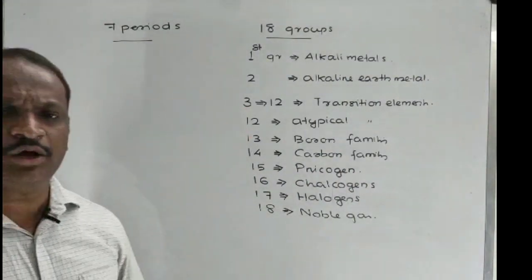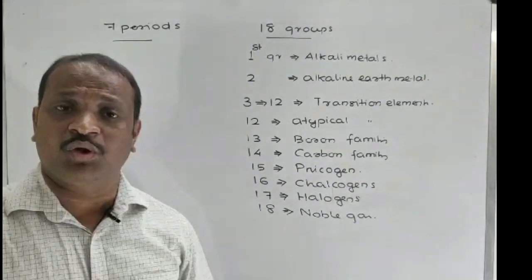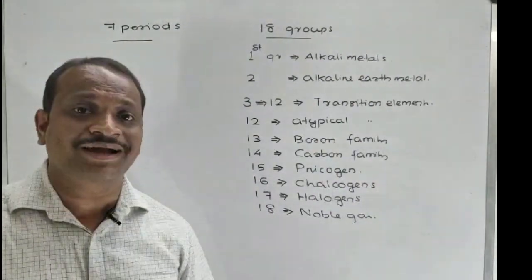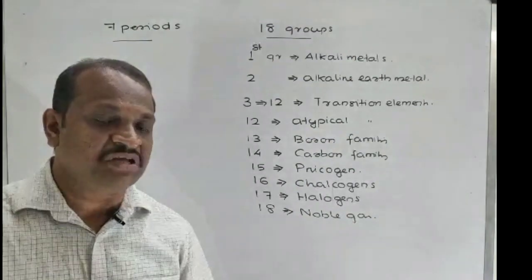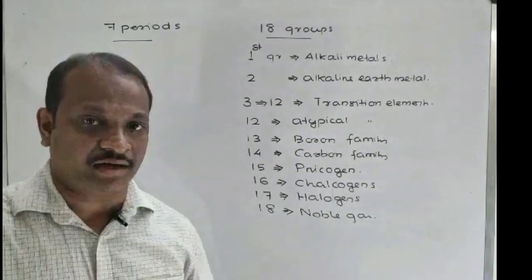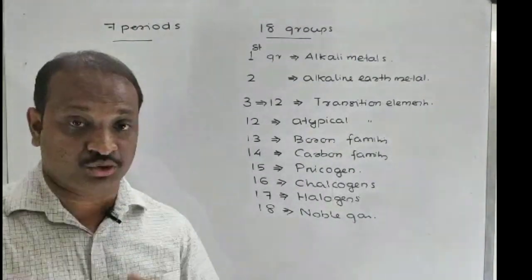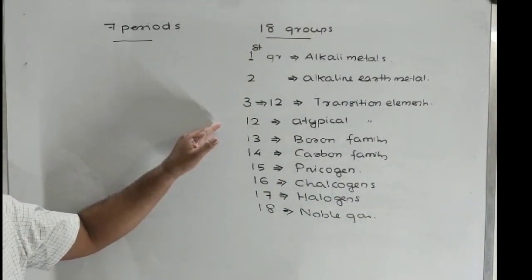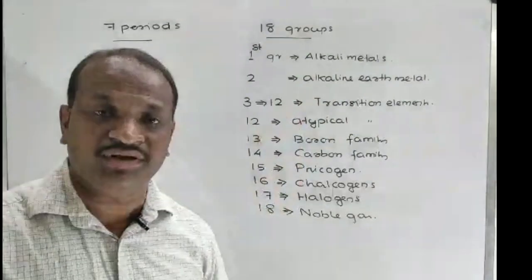Now groups 3 to 12 are called transition elements. You know why they are called transition elements? Because the elements' properties gradually undergo a transition from metallic to non-metallic character, or electropositive to electronegative character. The 12th group is called atypical elements.